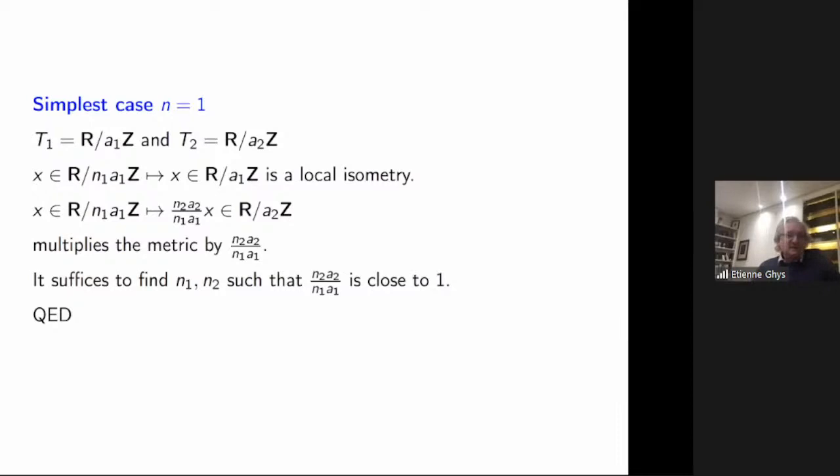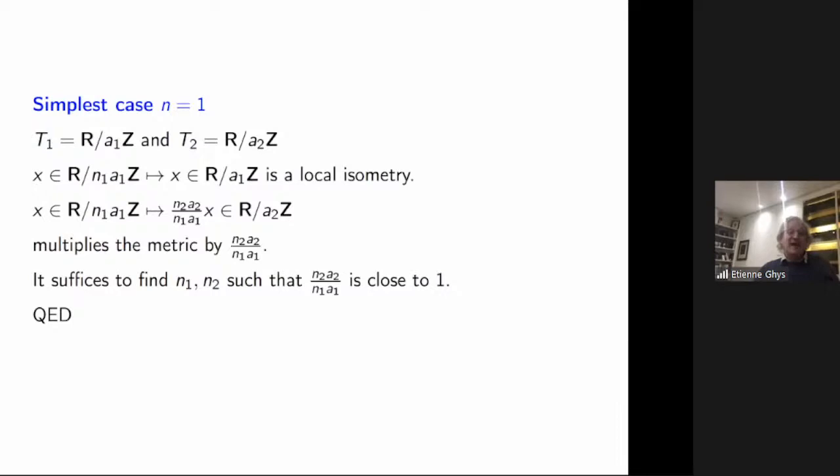And this map is also a finite covering. And it multiplies the metric by N2 A2 divided by N1 A1. And if you want to find something which is as isometric as you want, it suffices to choose two integers, N1 and N2, such that N2 A2 divided by N1 A1 is as close as you want to one. And this is very simple due to the fact that rational numbers are dense in the real line. So for circles, this is completely obvious.